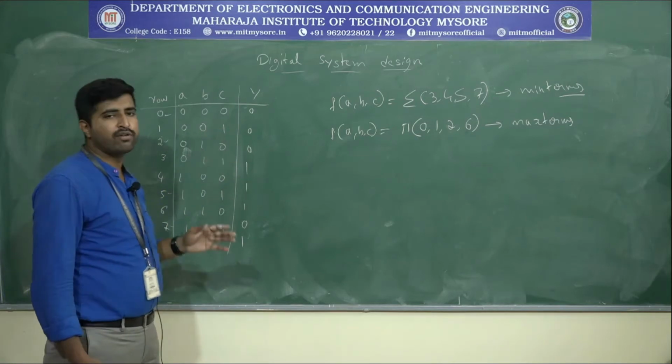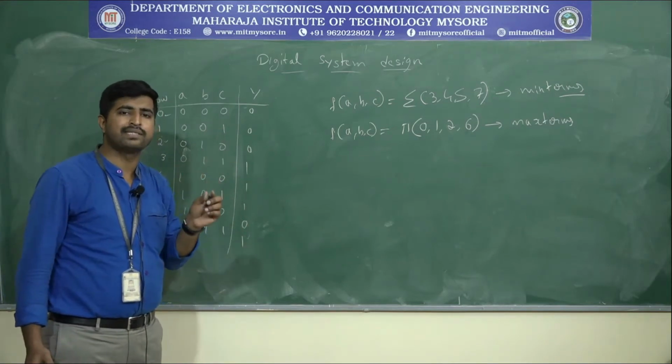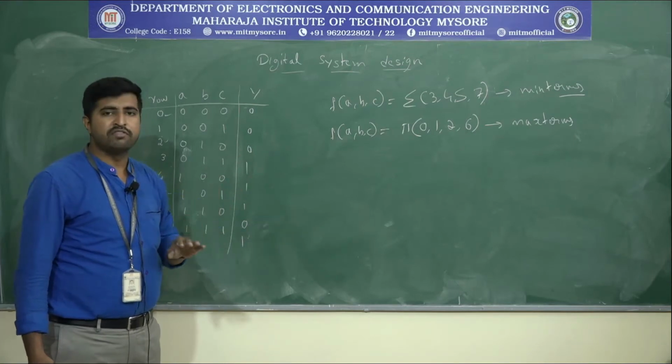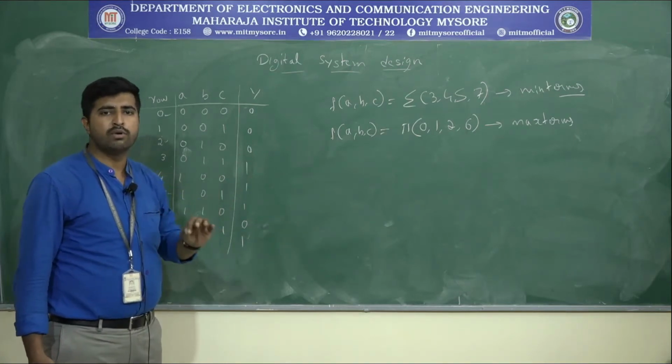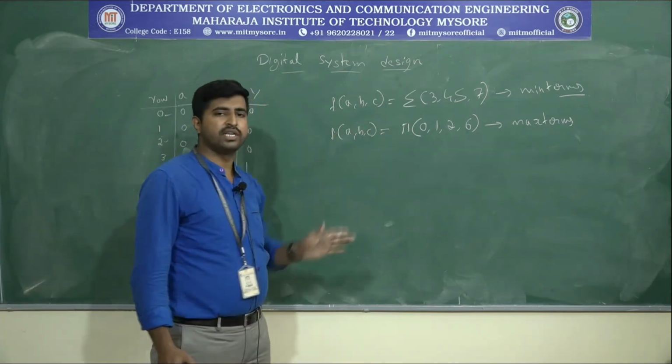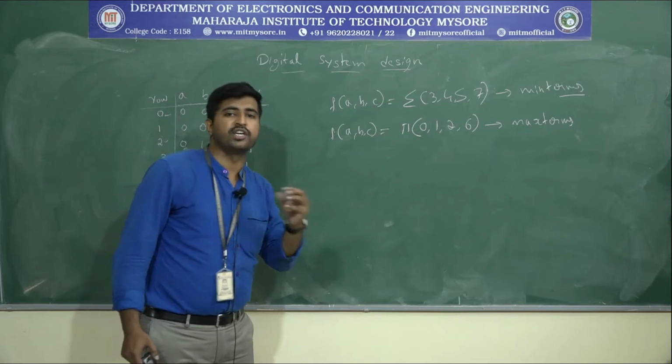Okay, so I hope you understood how to represent the min term equation and the max term equation in a more convenient way by using the sigma notation and the pi notation. Now that we derive the switching equation, we need to reduce the switching equations.